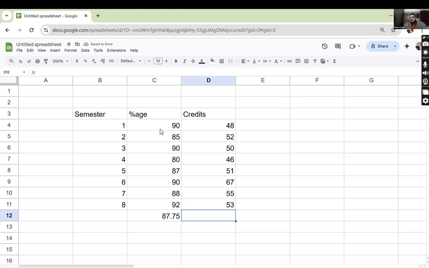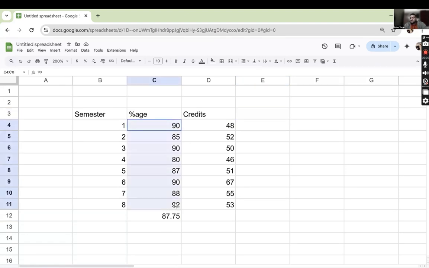Now, can you guys see a pattern? Wherever the credit is slightly high, like 52, 51, 55, I actually did slightly bad. I did not study very hard. Whereas I got high percentage in subjects with lower credits. So my actual percentage might come down. So let's calculate what is my actual percentage.